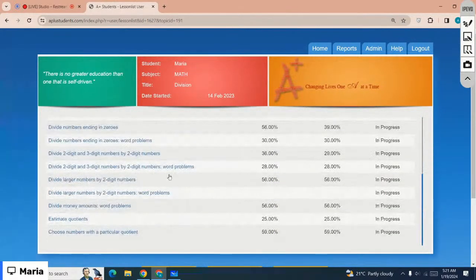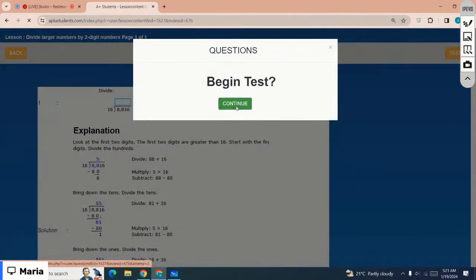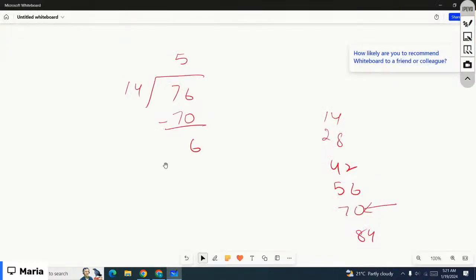you have to do divide 2 digit and 3 digit numbers by 2 digit number word problem on your own, right? The next one I'm going to start with is divide larger number by 2 digit numbers. So let's just start with the test question, that is proper long division method, right? The first example is 5372 divided by 17. So just listen to me carefully.